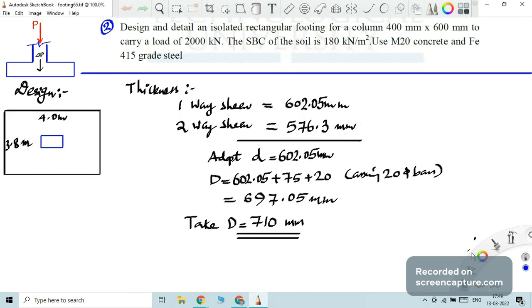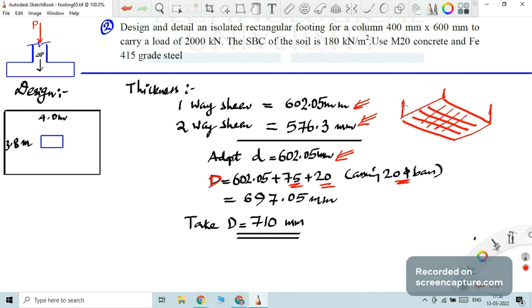So two values you got for depth d. This is from the one-way shear condition. This is from the two-way shear condition. Both are comparable. One is 602, the other is 576. So select the higher one, 602.05 mm. Then the overall depth capital D is to be evaluated. So that is effective depth plus cover 75 plus 20 mm bar in this direction in this particular footing.